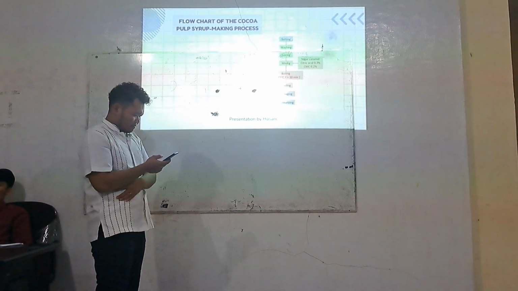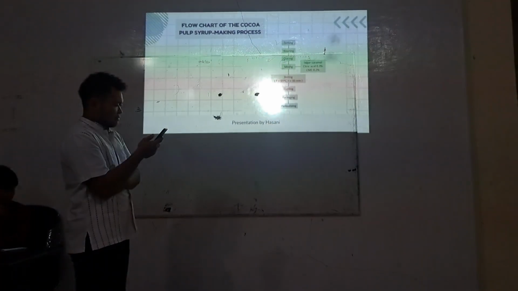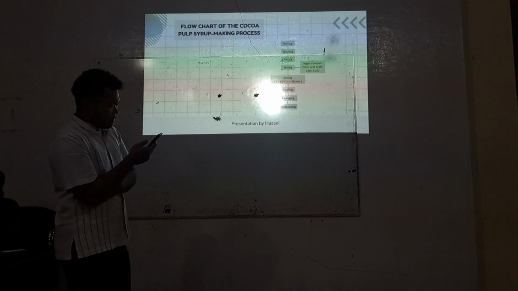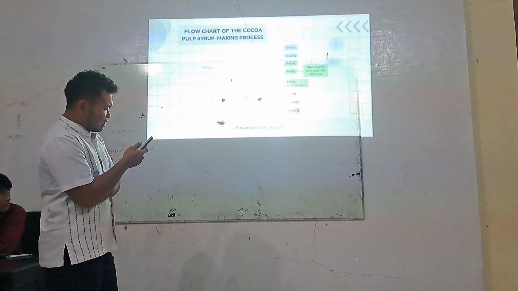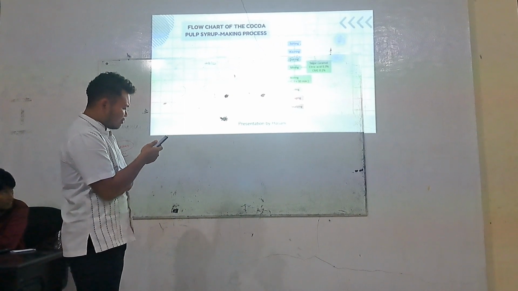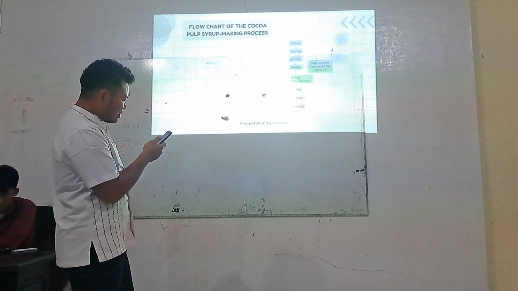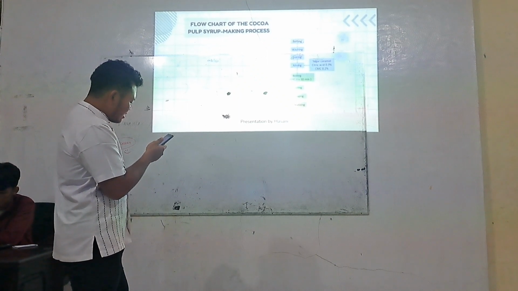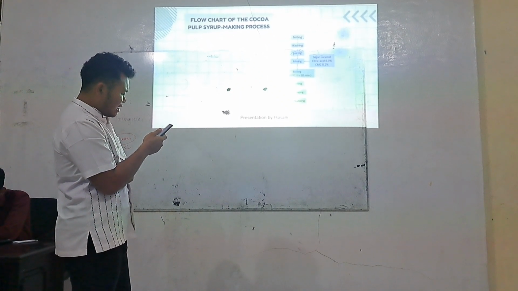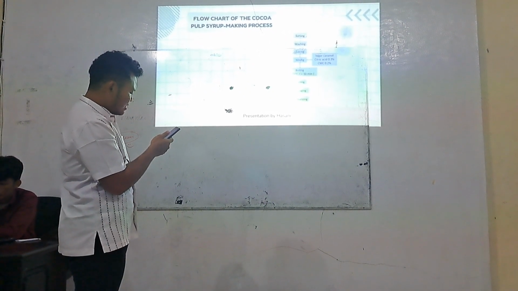Flow chart of the cocoa pulp syrup making process. The first step is sorting, by selecting or separating good quality cocoa beans. The next step is the washing process to clean the cocoa beans. The next step is the process of making juice by grinding the cocoa beans to make juice, followed by the mixing step by adding caramelized sugar, 0.1% citric acid and 0.2% CMC.